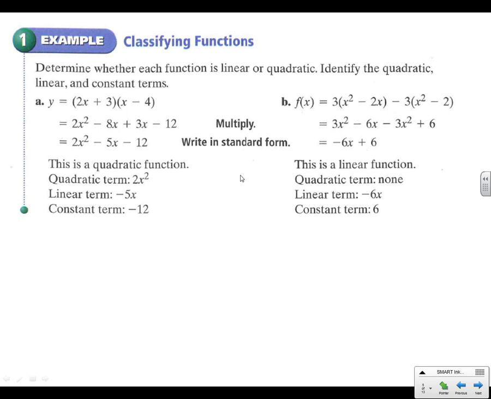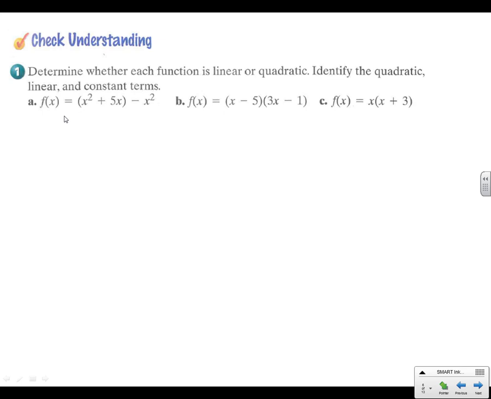All right, so your turn. See if you can do the same thing with a, b, and c. Tell me whether they're linear or quadratic, and then identify each of the terms.